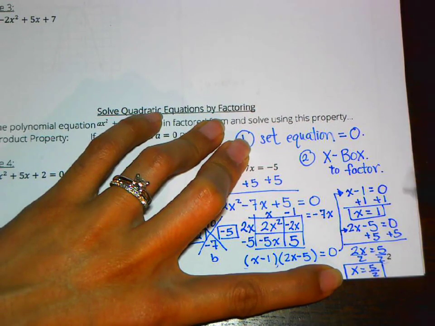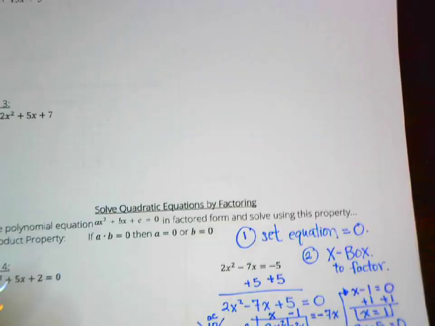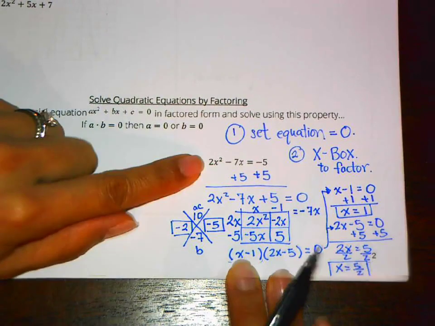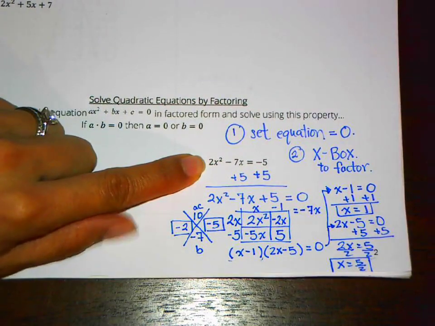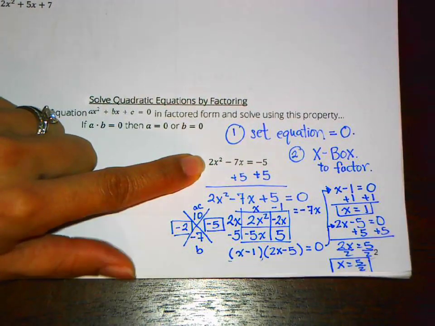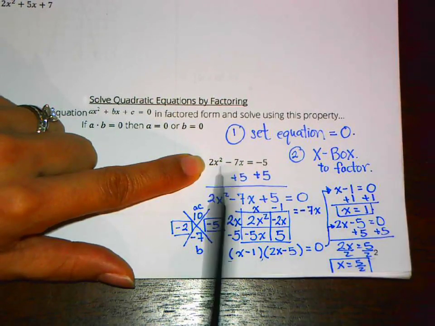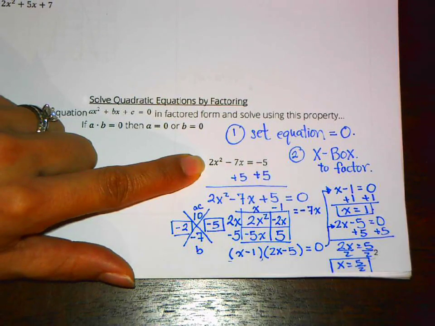So you have two answers, x equals 1 and x equals 5 over 2, for this equation right here, 2x squared minus 7x equals negative 5. You can always check your answer by taking your x value, plugging it back in, and working it out to see if it equals negative 5.